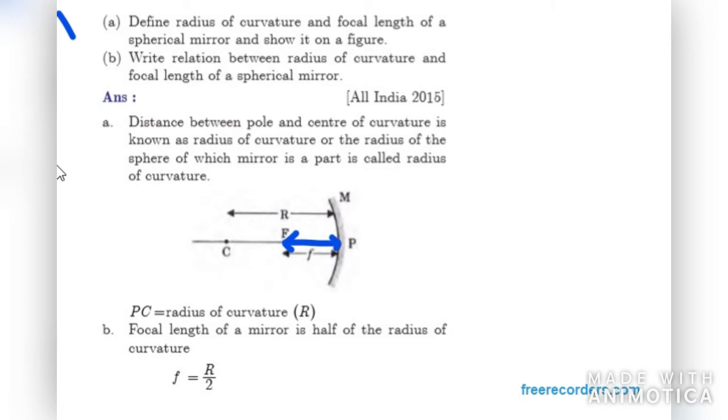So focal length in this case is actually half of the radius of curvature, and in the second case again it says write the relation between radius of curvature and focal length of a spherical mirror. So it will be f equals r over 2.